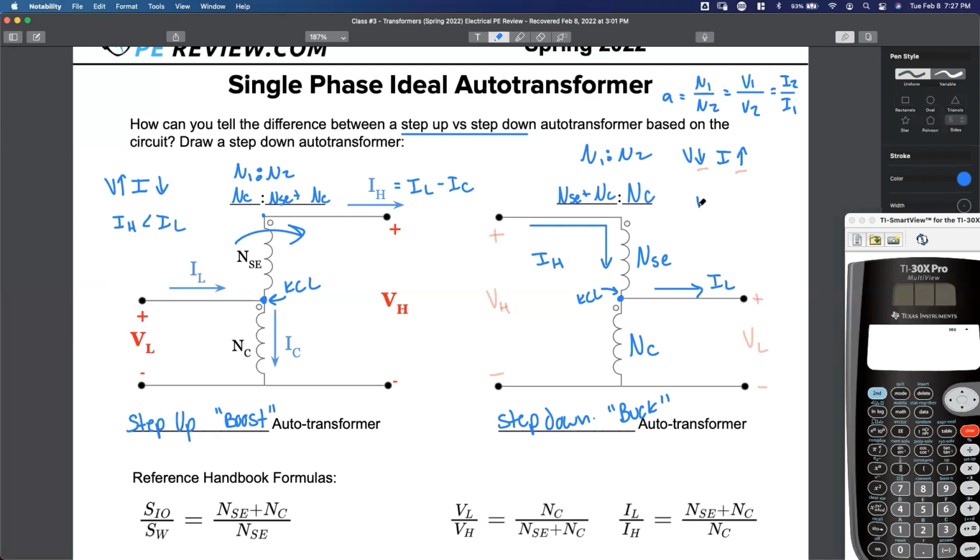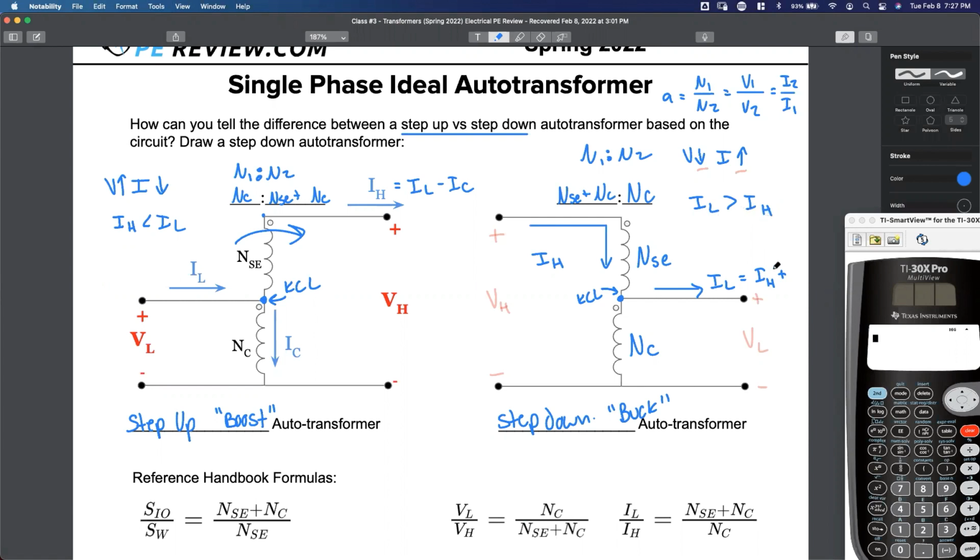Is IL, the current on my low voltage side, bigger or smaller than IH, the current on my high voltage side? Current goes up, so IL this time is bigger. How do I make IL bigger? We've got current entering this node, and IL leaves this node. So IL has to be IH plus something else. It's got to be plus because IL is bigger than IH.